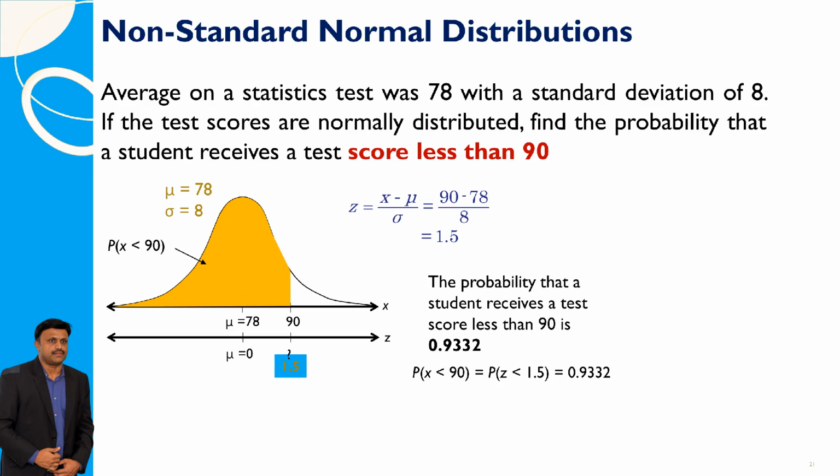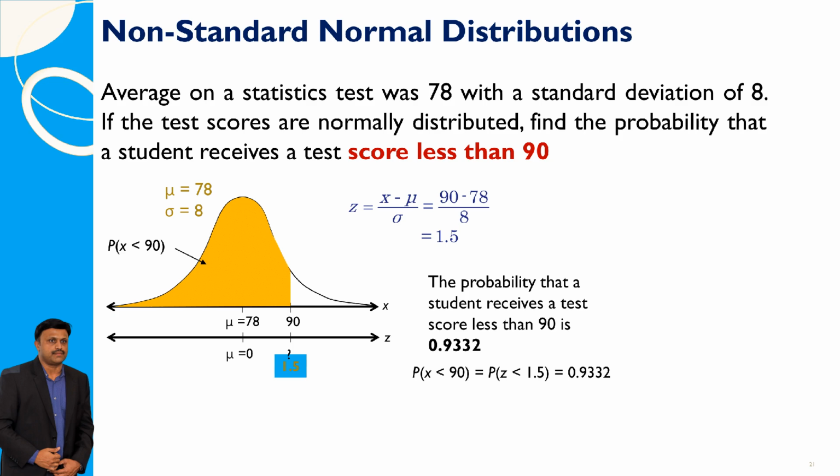Given that the average test score on a statistics test is 78 with a standard deviation of 8, and assuming the test scores are normally distributed, we want to find the probability that a student scores less than 90. To determine this probability, we first need to calculate the z-score for a test score of 90 using the given formula, where x is the test score, mu is the mean, and sigma is the standard deviation. Substituting the values, we get z equals 1.5.